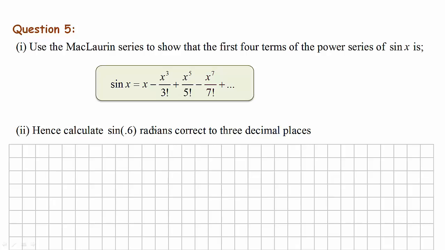So here's a question that you could try. Use the Maclaurin series to show that the first 4 terms of the power series of sin x is given by the following expression, and hence calculate sin of 0.6 radians correct to 3 decimal places.